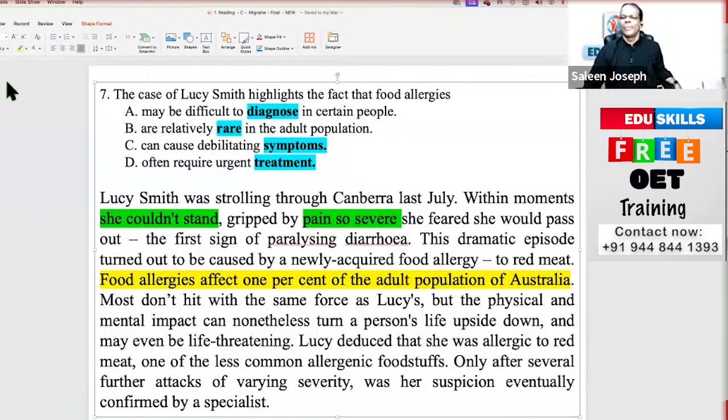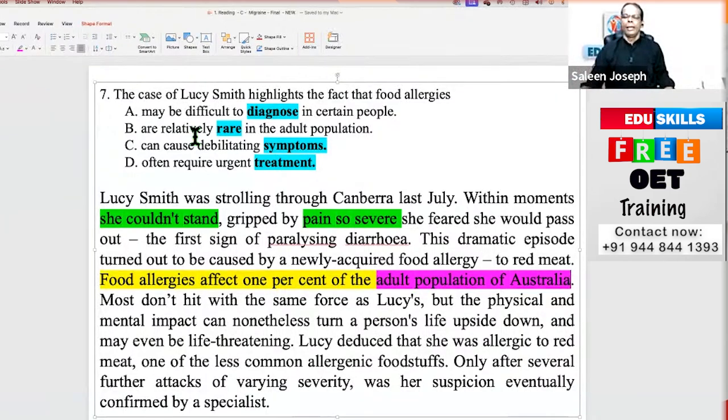It's a general statement. It doesn't say where it is. Relatively rare in the adult population means the whole world, right? It doesn't specify. But the text is saying the adult population of Australia. Yes, this is a technique they commonly use. Did you understand? Yes, Father. Option B is a general statement which means the world. It doesn't speak of any state, any country, but this text is speaking only about Australia. Canberra is in Australia, and it is mentioned, adult population of Australia.